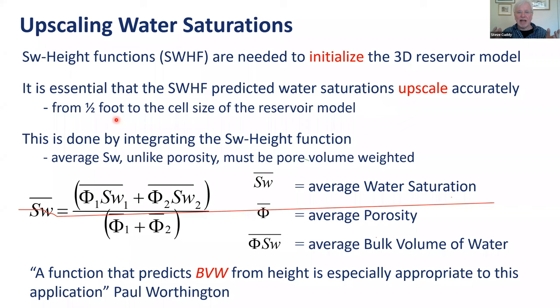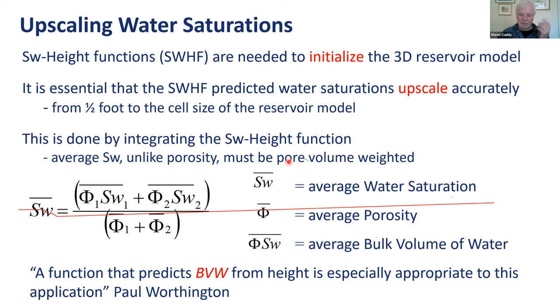It's slightly more complicated for water saturation. So unlike porosity, it must be pore volume weighted. What we mean here is that we have to multiply each of our water saturations by the porosity at that depth, divide by the total porosity, and that gives you your average. So it's pore volume weighted. Now, what you notice here, it's porosity times water saturation. And what is porosity times water saturation? It's BVW. So BVW is ideal. And as Paul Worthington said, the guru of reservoir modeling, he says BVW is especially appropriate for upscaling.